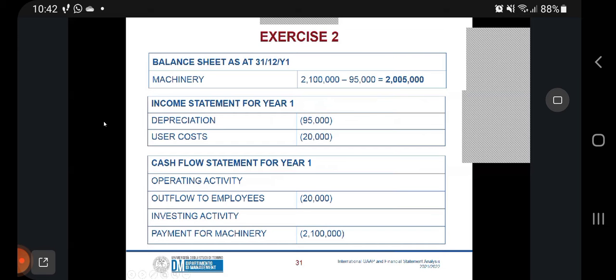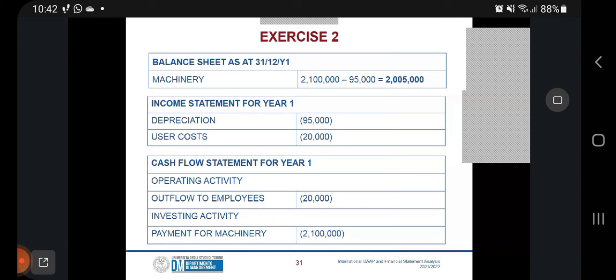First year: balance sheet, income statement and cash flow statement. The final amount, the net carrying amount of the machinery, is always the difference between historical cost, the gross carrying amount, and the first depreciation charge: 2,005,000.